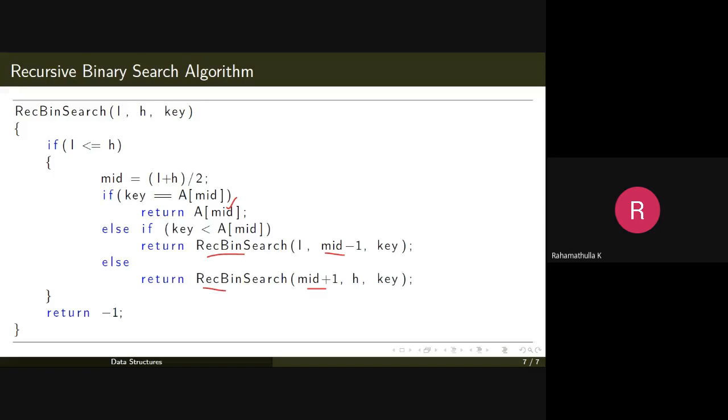So that's all about linear search and binary search. We have looked at linear search, then improving the linear search algorithm. Then we have seen a binary search example and the iterative and recursive binary search algorithms as well.